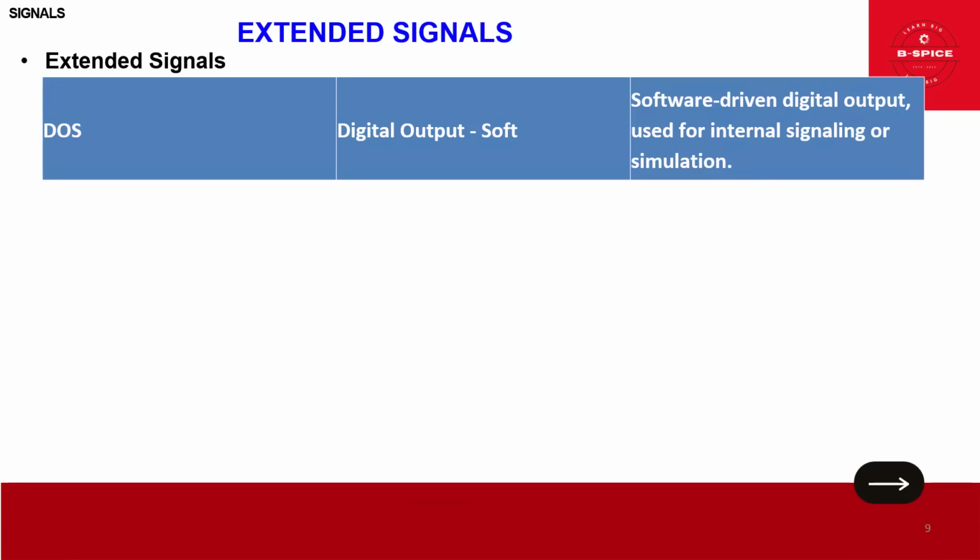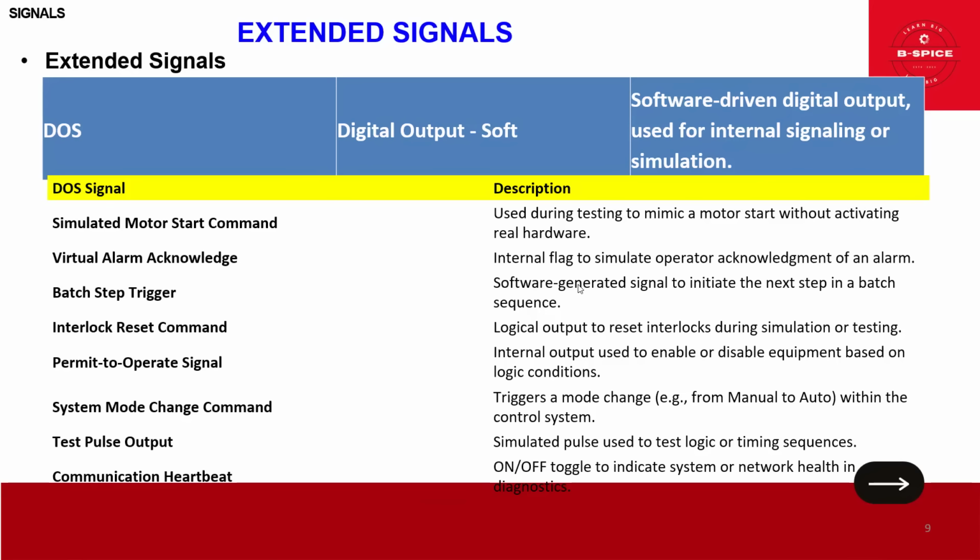Now we see the DOS. It's a digital output soft. Yes, it's a software driven digital output used for internal signaling or simulation. Same as digital input, but the only thing is here it's an output signal. Okay, DOS. What are all the signals? Yes, simulated motor start command. This is used during testing to mimic a motor start without activating the real hardware. In this case, the field motor.